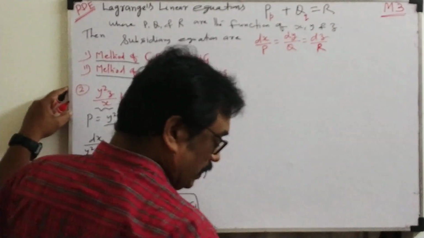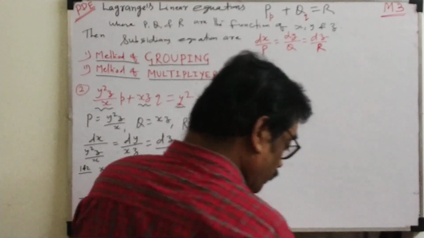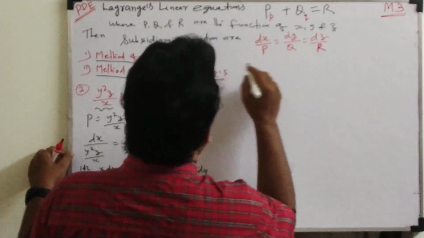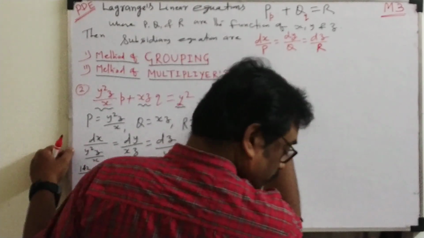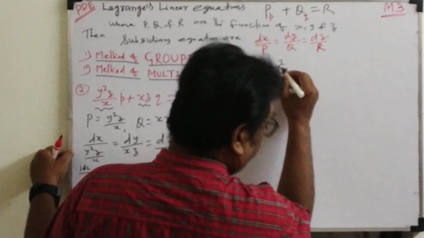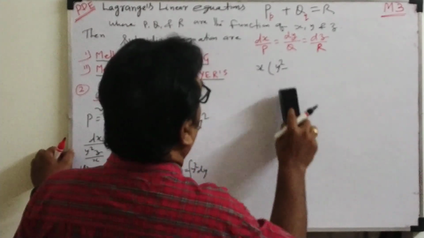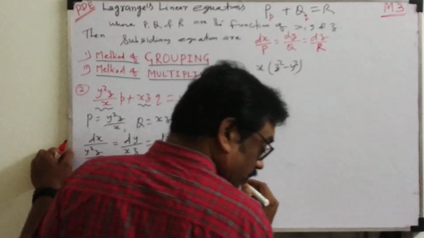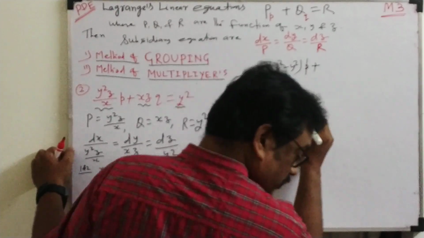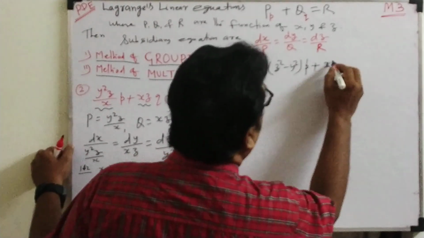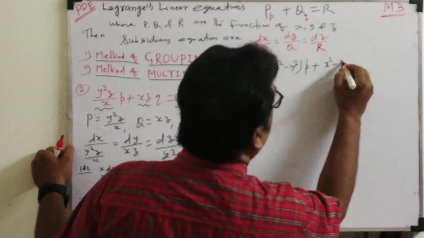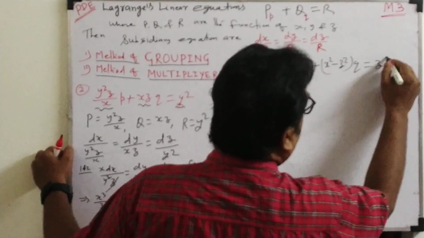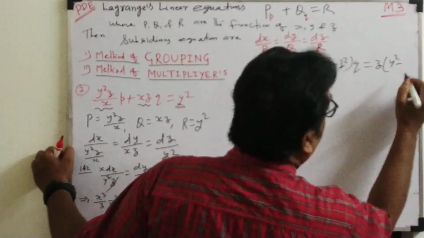Now we'll write one question on how we use the method of multipliers. The question they will give: find the general solution of the partial differential equation y square minus z square... z square minus y square is small p plus x square minus z square is small q equal to z y square minus x square.